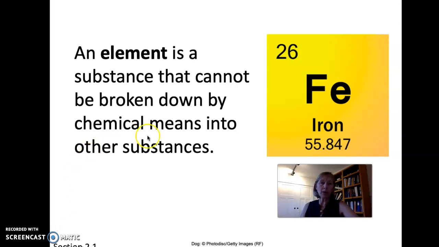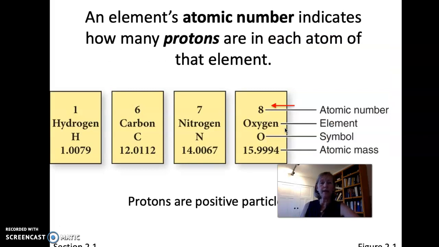So in this box here, we have the name of it, Fe, which is iron, and these two numbers, 26 and 55.847. You want to know what those are. These are slides from your text, so I want you to be looking at your text. An element's atomic number, the number up at the top for oxygen here, 8, indicates how many protons are in each atom of that element. And the protons are the positive particles.